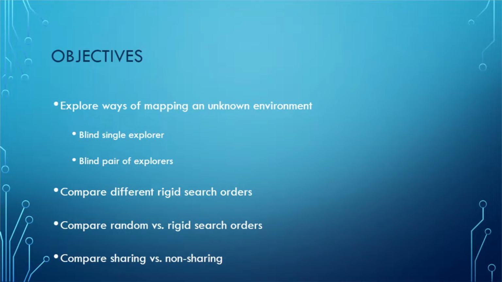A search order is simply the order in which an explorer tries to move when trying to map a maze. We compared these search orders to a baseline that we defined as random movement. This is where in every movement phase, the direction that the explorer tries to move first is randomized. Finally, we compared non-sharing versus sharing to see if sharing information between pairs of explorers made the exploration more successful.